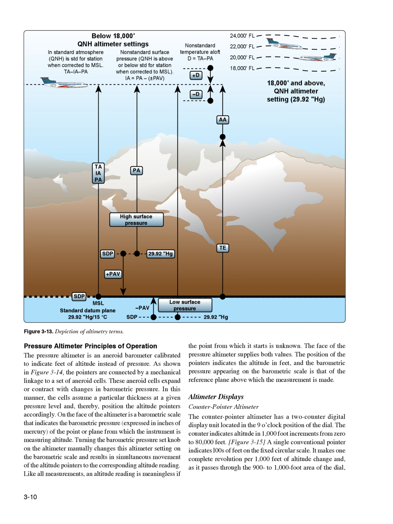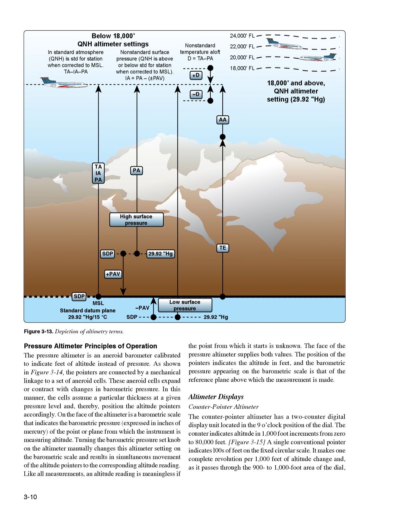As shown in Figure 3.14, the pointers are connected by a mechanical linkage to a set of aneroid cells. These aneroid cells expand or contract with changes in barometric pressure. In this manner, the cells assume a particular thickness at a given pressure level and thereby position the altitude pointers accordingly. On the face of the altimeter is a barometric scale that indicates the barometric pressure, expressed in inches of mercury, of the point or plane from which the instrument is measuring altitude.